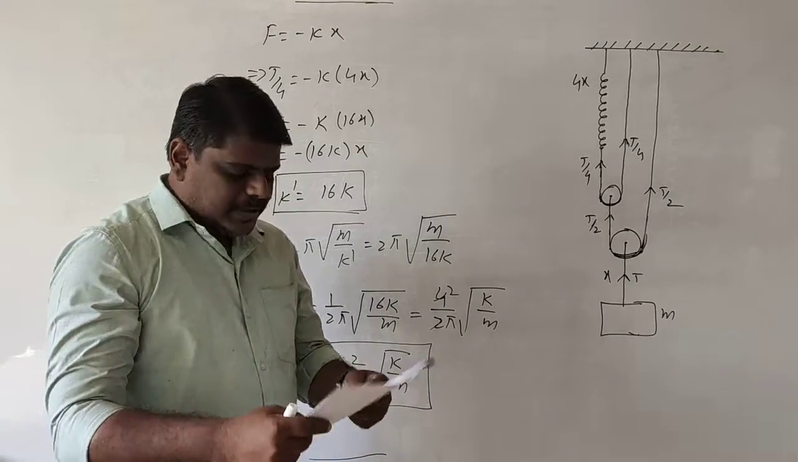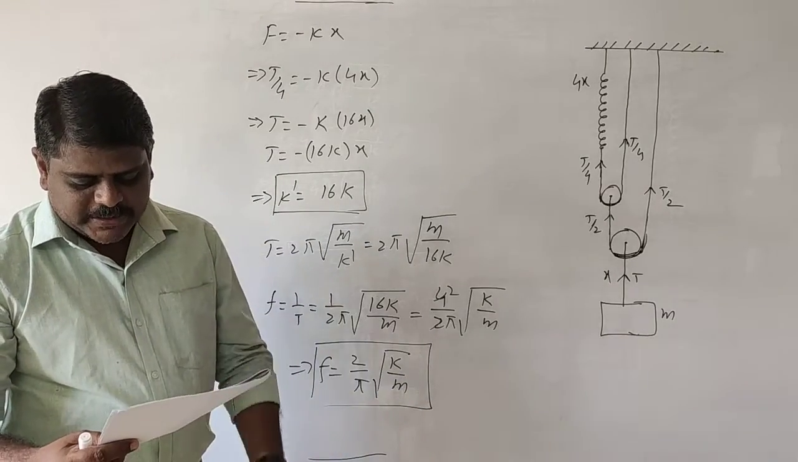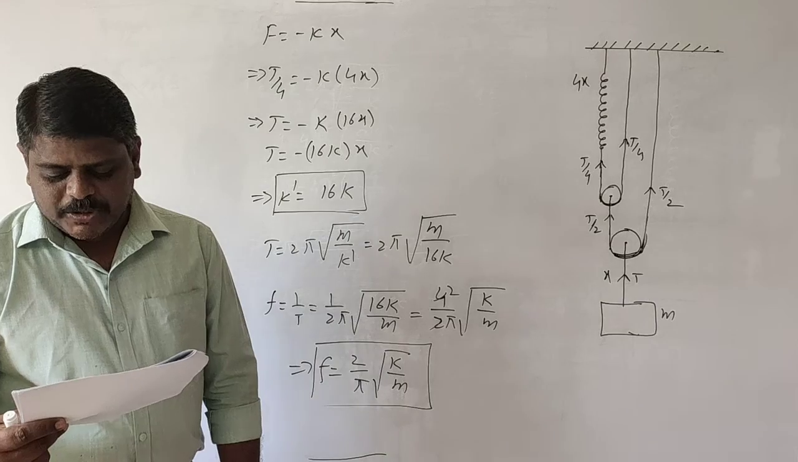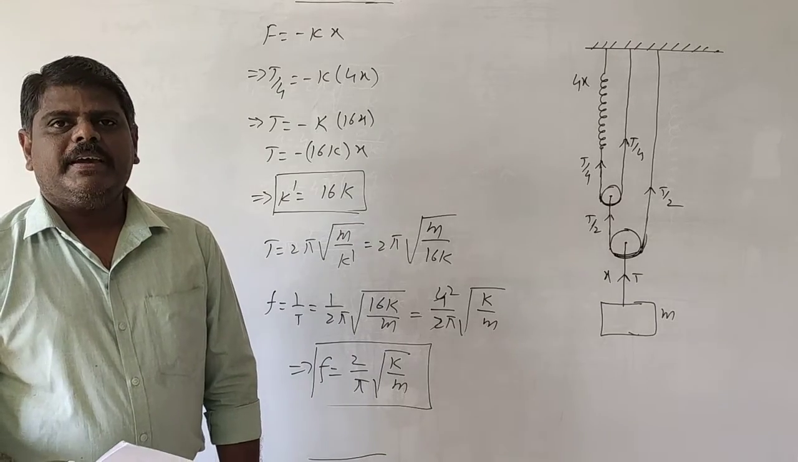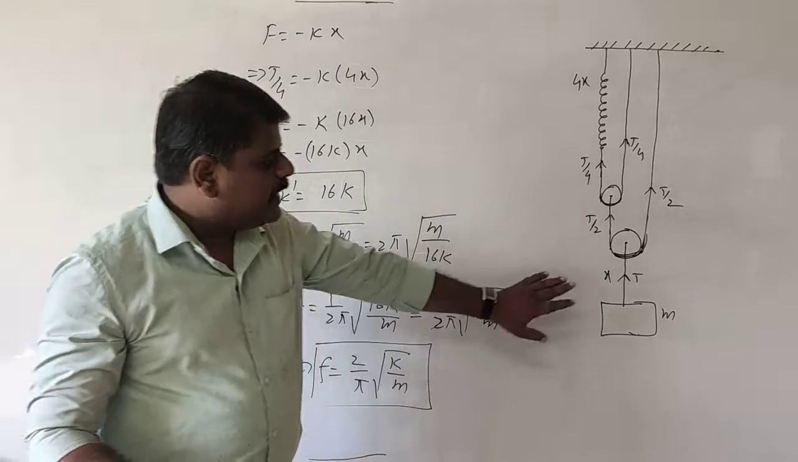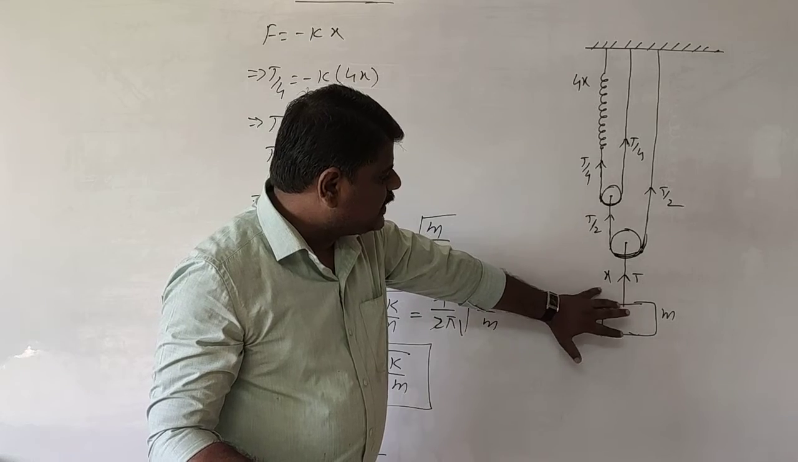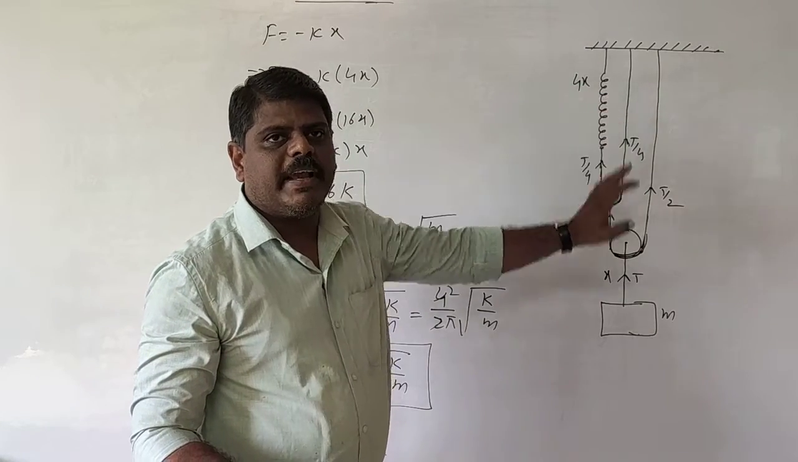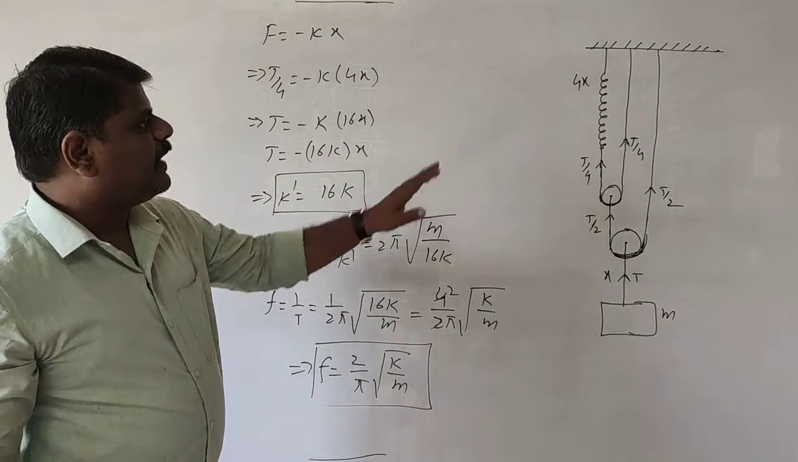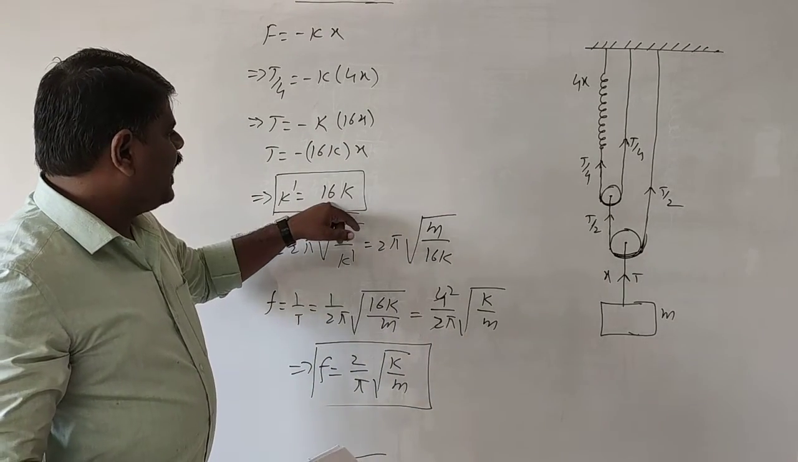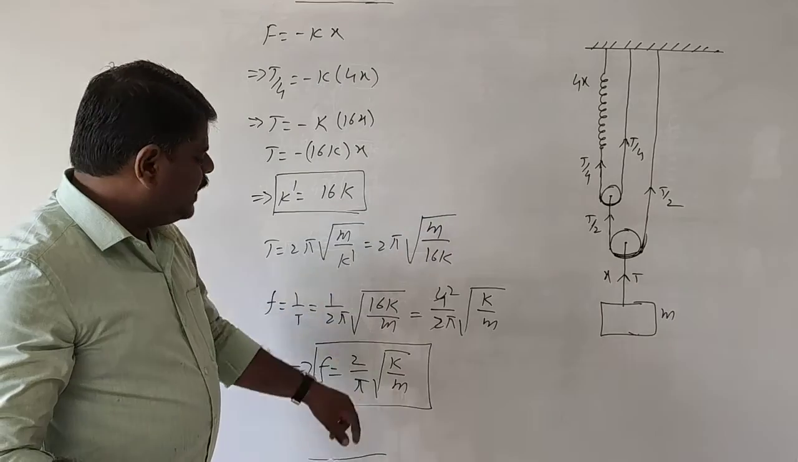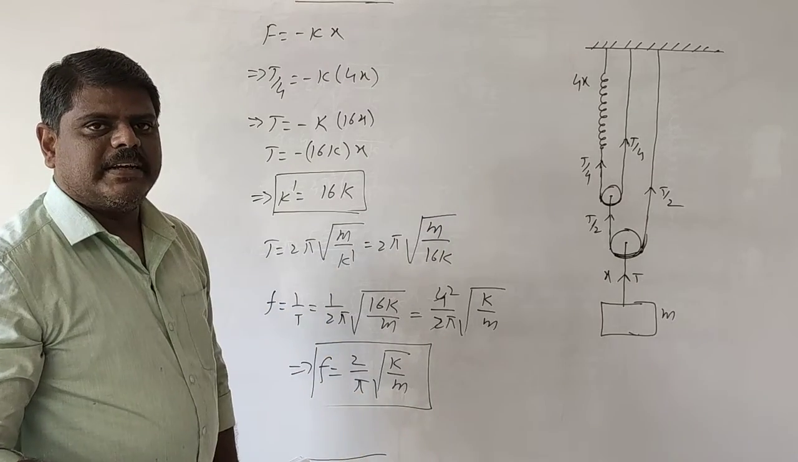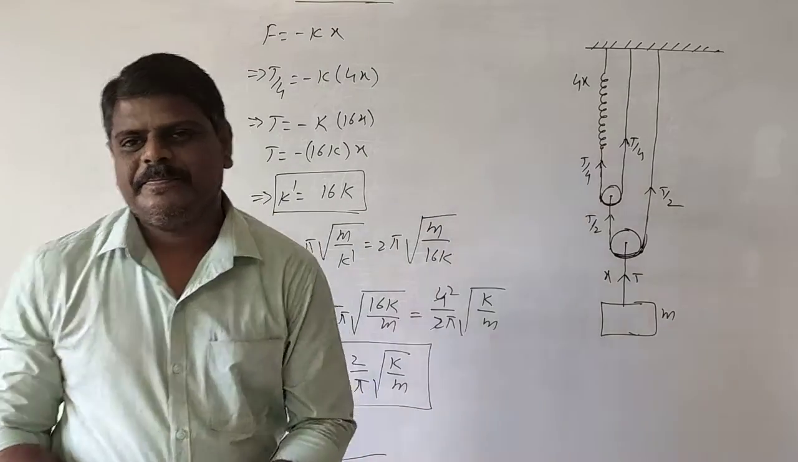According to the given options, which option is correct? The first option is correct: F is equal to 2 by pi into under root of k by m. The problem is very important. For the displacement of x here, how much elongation will take place? 4x elongation will take place. Based on that, we have to find the spring constant k dash. We calculated that, it is 16k. Based on that, we calculate the frequency. Okay, go for the next one.